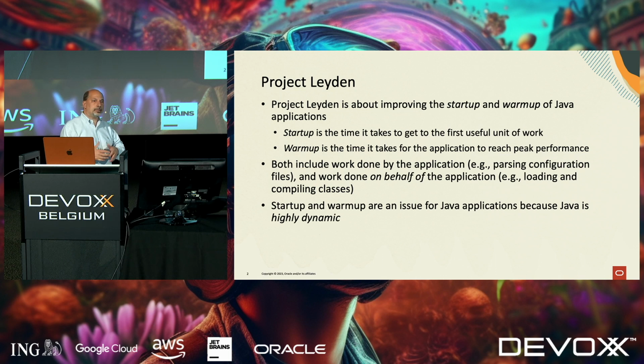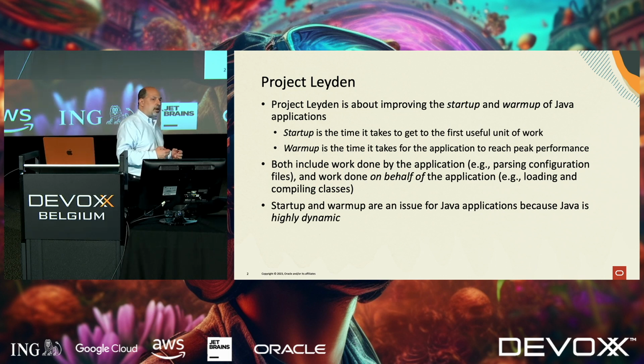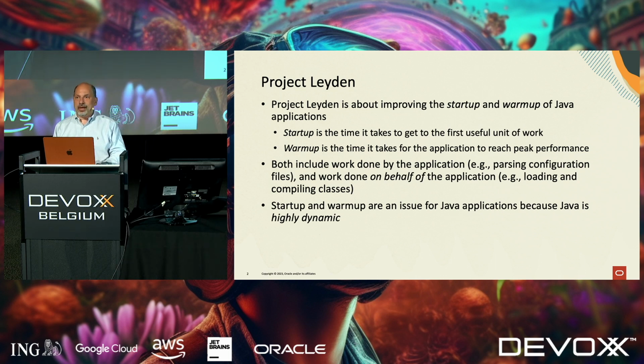So if you have a typical server application, when it starts up, it's going to go through the usual: parse the configuration file, open some sockets, create listeners, create loggers, create more loggers, create a lot of loggers. And that is work that is done by the application. At the same time, the JVM is doing work on behalf of the application. It's loading classes, it's validating class files, it's JITting classes, it's resolving constant pool entries, it's symbolically linking call sites, things like that.